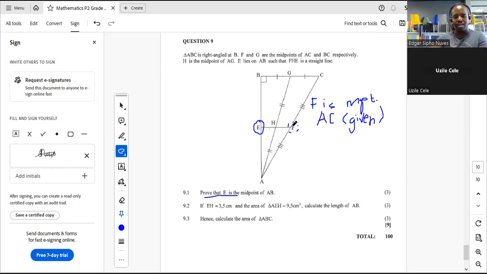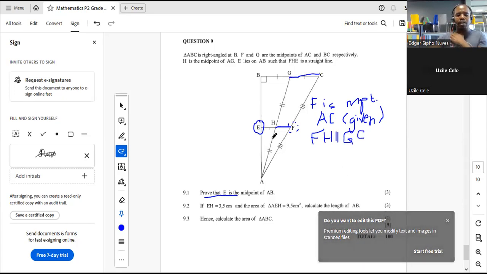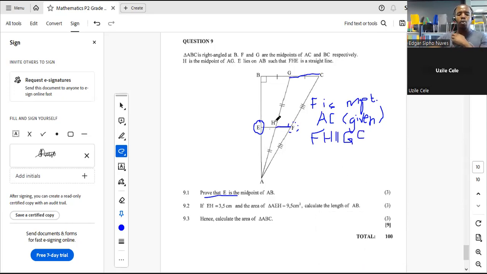we can say that this line FH is parallel to GC. We're using the midpoint theorem because if there are midpoints and we draw a line through them, then that line is parallel to the third side and half the size. So we've set our first part. Now, this is in triangle AGC.